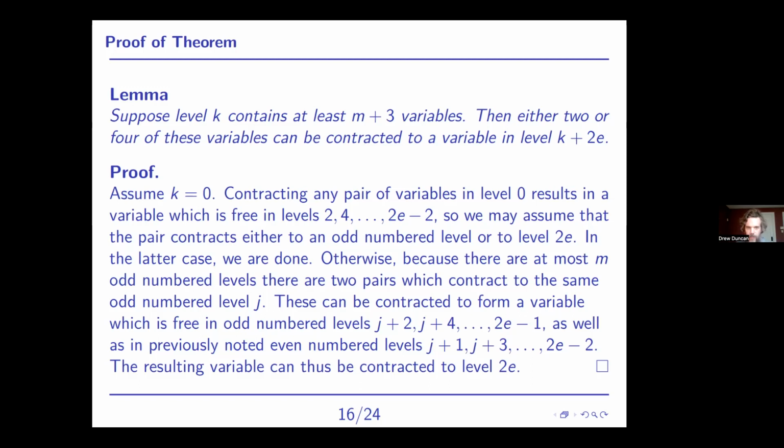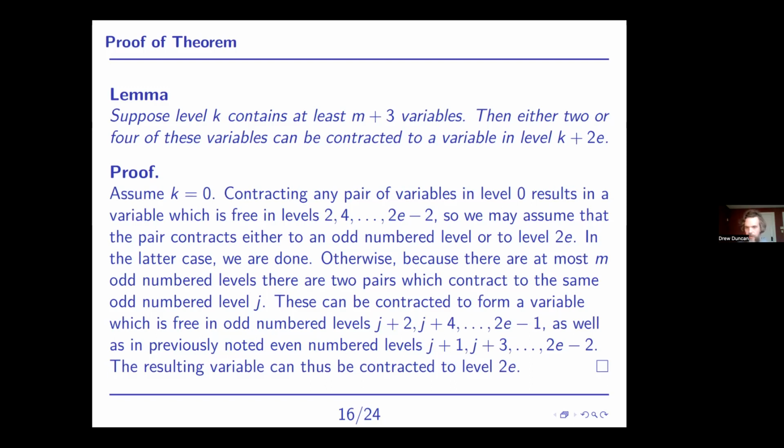Contracting any pair of variables from level 0 results in a pair that's free. Sorry, I didn't introduce that terminology. It's free in levels 2, 4, all the way up to 2e. What I mean by free, I meant to say this earlier, is that we can either make the contraction bypass these levels or stop in these levels. Because it's free, we can choose our contraction so that we skip levels 2, 4, all the way up to 2e minus 2. We can assume that this pair contracts either to an odd numbered level or to level 2e. If it goes up to 2e, we're done.